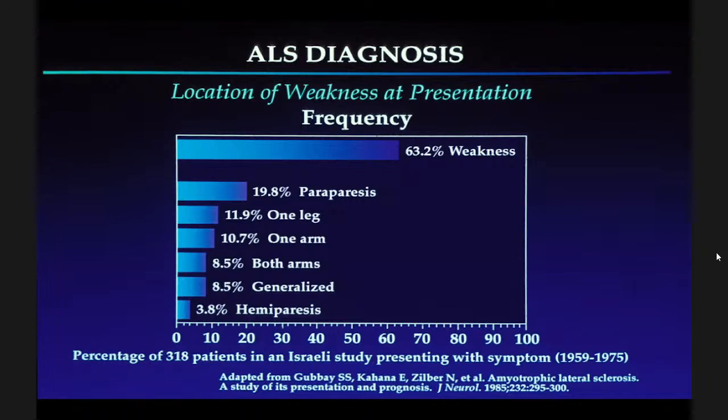Next common is paraparesis, and the patient may also complain of weakness of one leg or one arm, or sometimes both arms as well. What you need to remember is that there is weakness even in case of stroke. But in case of stroke, there are features suggestive of an upper motor neuron lesion, whereas in case of ALS, we have features of upper motor neuron lesion as well as early atrophy. In case of stroke, there is only disuse atrophy. But in case of ALS, we have both upper motor neuron signs and atrophy together.